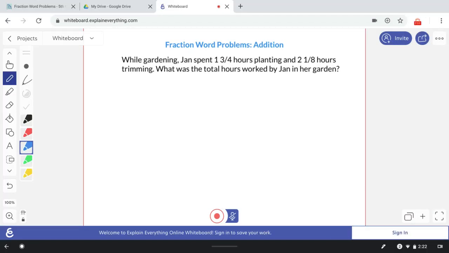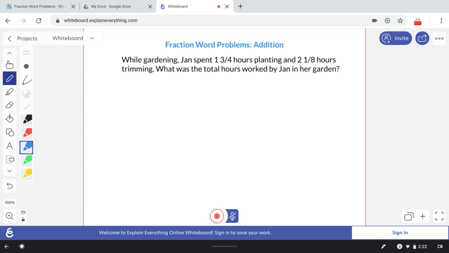Hi, this is Mrs. Craig, and today we're going to be focusing on fraction word problems with addition. Whenever we are working with word problems, we always need to figure out what the problem is asking me to do and what operation or operations I need to use in order to solve the problem. In this particular case, we're only solving a one-step problem because we really want to focus on the key words that I need to know when I'm adding fractions.